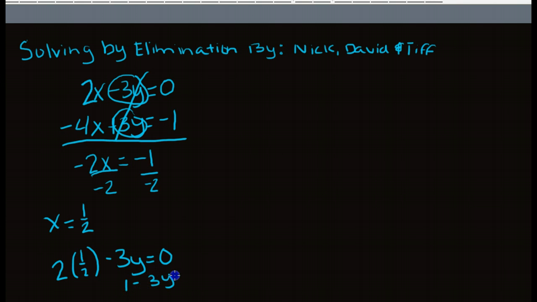Okay, and we would solve it. 2 multiplied by 1/2 is equal to 1, and our equation is now 1 minus 3y equals 0. Then we're going to subtract 1 from both sides, and our equation is now negative 3y is equal to negative 1. And again, we're going to divide negative 3 from both sides of the equal signs, and we're going to get y is equal to negative 1 over negative 3, or equal to positive 1/3.